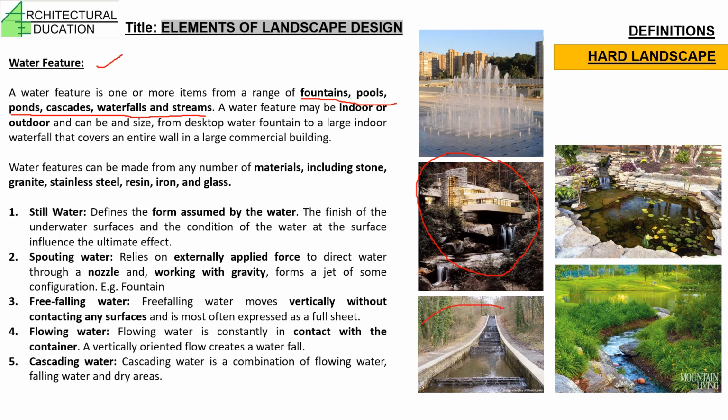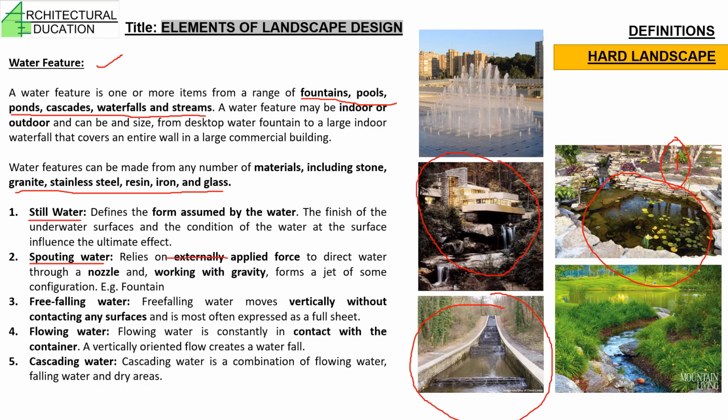a large area. So even this is a water feature, but it is provided at a very large scale, whereas this you can see is provided at a minute scale. This can be made of different materials like granite, stainless steel, iron, glass, etc. Now let us try to understand still water. In still water, what can we see? That the water is still, in the form of a lotus pond or a fish pond or any kind of pond, turtle pond, etc.